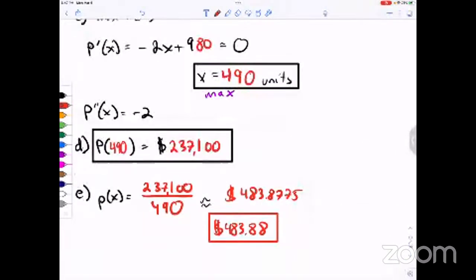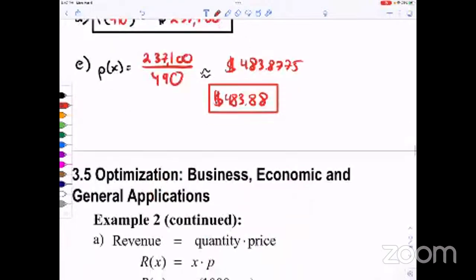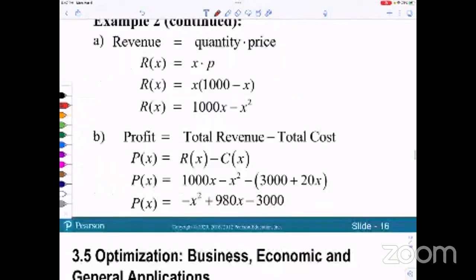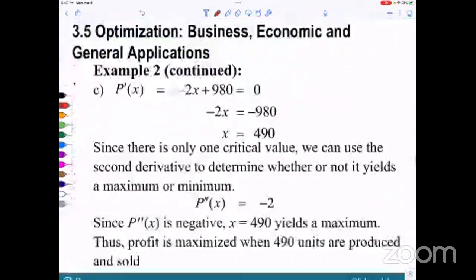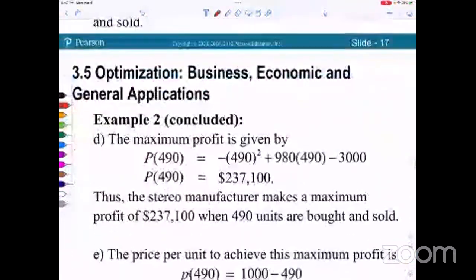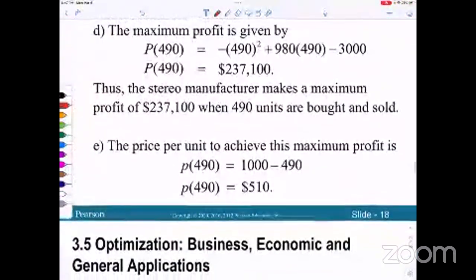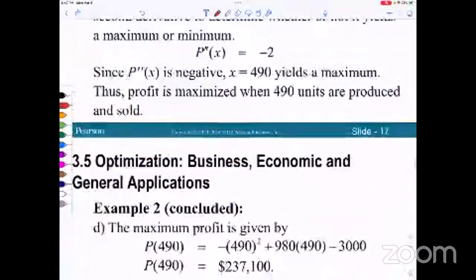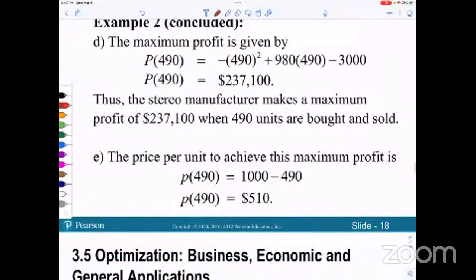All right, so let me see. 3,000, we got that, we got that, we got that. We got that one. Oh, 490. Okay, let me see here. Oh, okay. So we did get the last one wrong. So for the last one, price per unit to achieve this is, okay. So just use the original price per unit. So you plug the 490 in, so that's a 510.